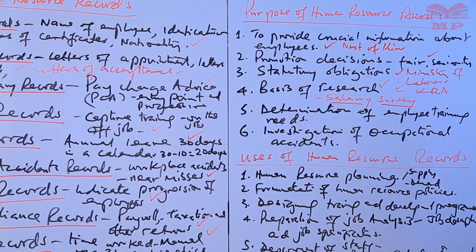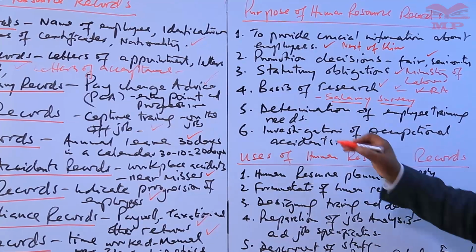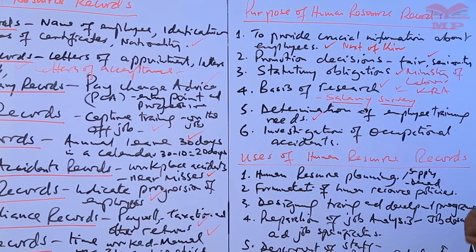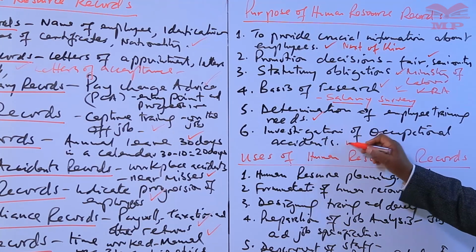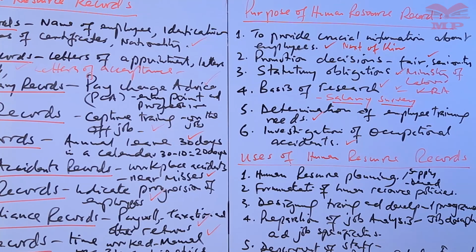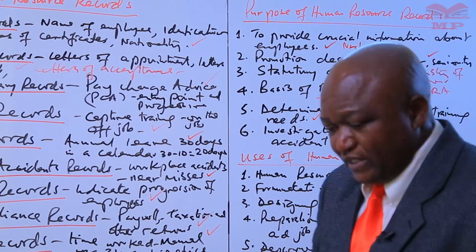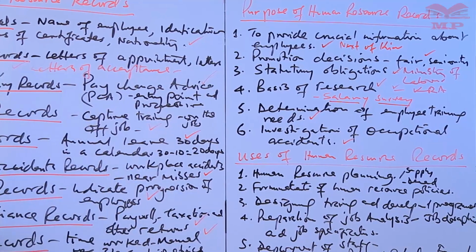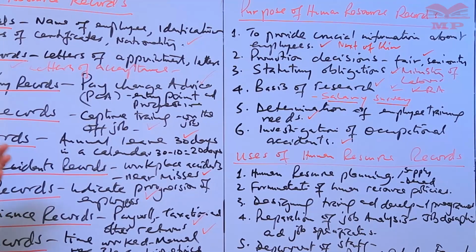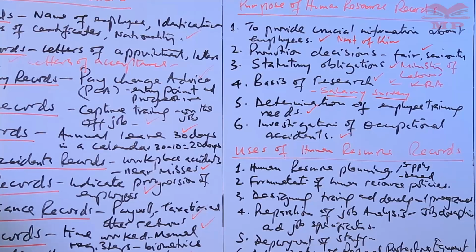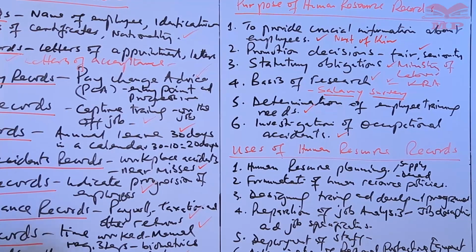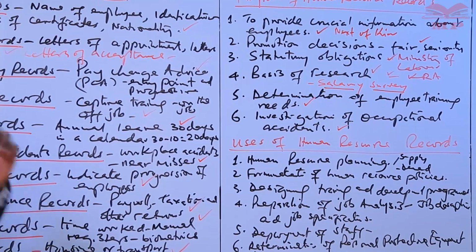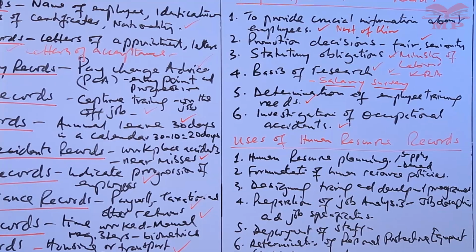Then there is the element of determination of employee training needs, number 5, and number 6, investigation of occupational accidents. So dear learner, you are seeing these are very delicate areas where if an organization is not very careful, you can end up with a lot of problems, even maybe from government or from workers. Hence the importance of proper maintenance of human resource records.